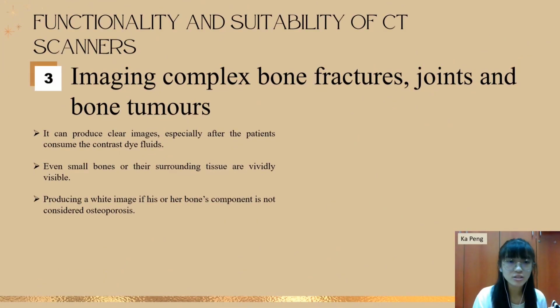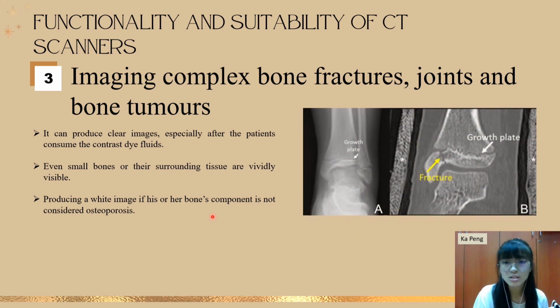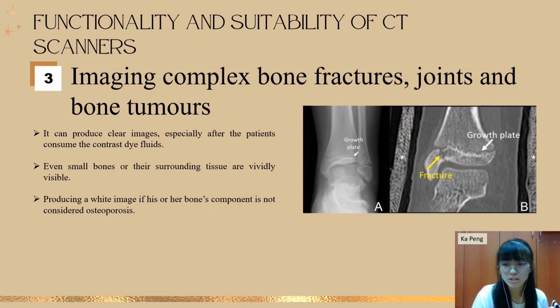The third function of the CT scanner is to image complex bone fractures, joints, and bone tumors. CT scanner can produce clear images, especially after the patient consumes the contrast dye fluids. So even small bones or their surrounding tissue are vividly visible. CT scanner can produce a wide image if the patient's bone component is not considered osteoporosis. So this is the picture which shows the bone fracture of the patient.